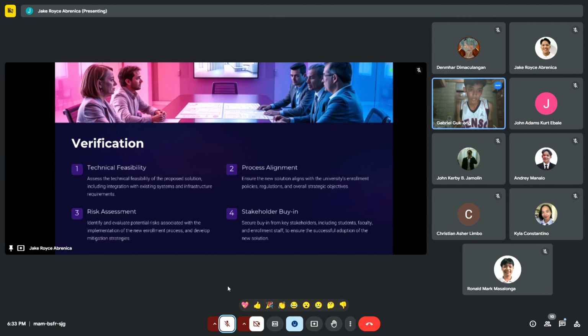Process alignment. It's also critical to align the solution with the university's enrollment policies, regulation, and strategic goals to maintain consistency. Stakeholder buy-in. Finally, we'll focus on gaining support from key stakeholders, including students, faculty, and staff, to ensure the system is adopted successfully. The next topic will be discussed by Ronald Mark Masalonga.